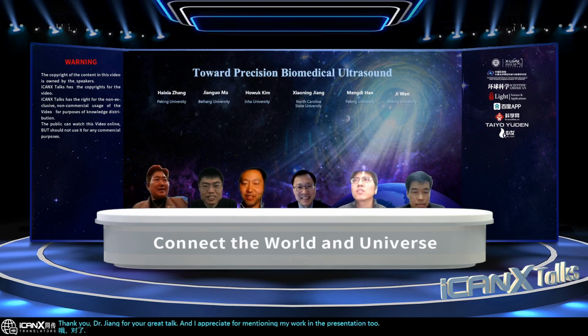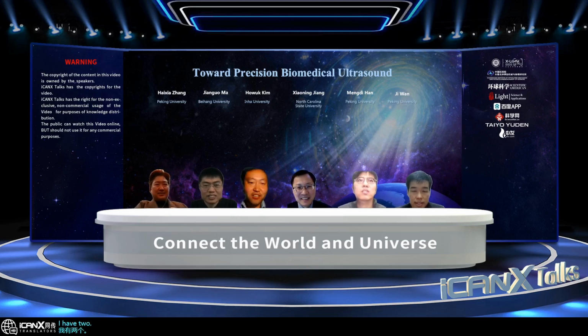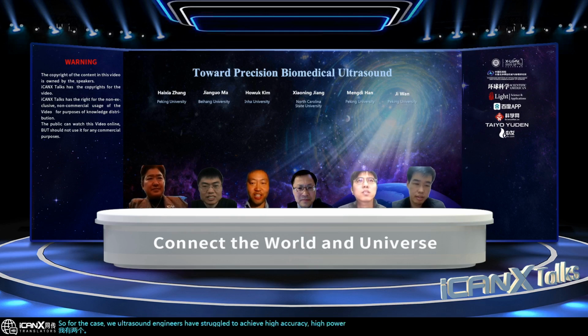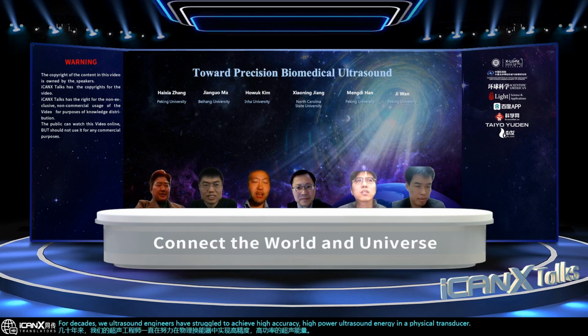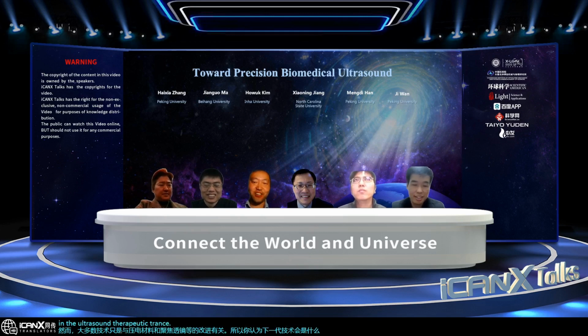So I have two questions. For the case, we ultrasound engineers have struggled to achieve high accuracy, high power ultrasound energy in a physical transducer. Yet most technologies are just related to improvements in piezoelectric material and focusing lens, so what do you think will be the next generation of technologies in the ultrasound therapeutic transducer beyond the current technology?